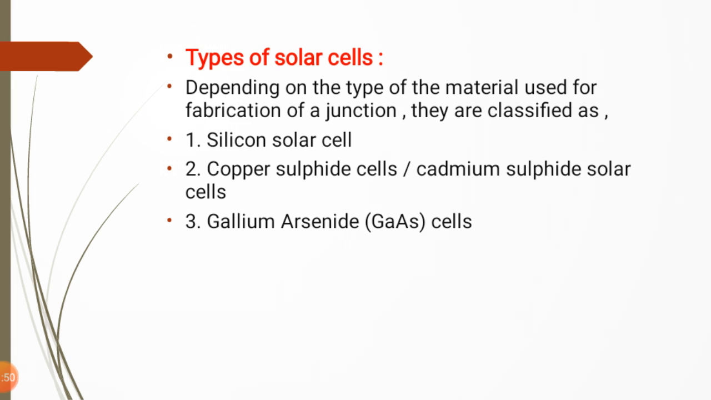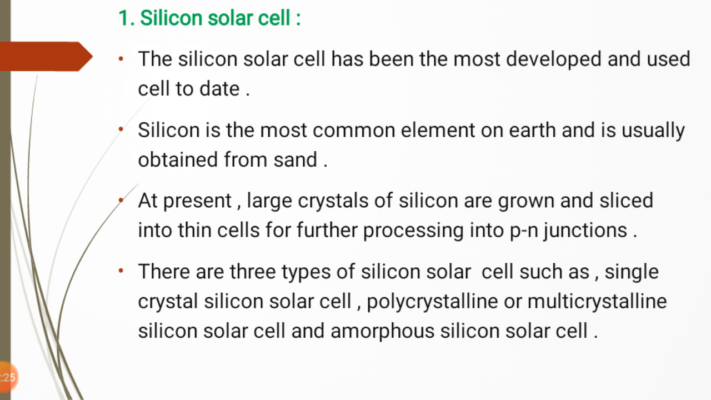So first is the silicon solar cell, that means silicon material is used for the construction of the solar cell. Second is the copper sulfide solar cell or cadmium sulfide solar cell. Cadmium sulfide is used for the construction of the solar cell, hence the names copper sulfide solar cells and cadmium sulfide solar cells. Next is gallium arsenide, a semiconductor material which is used for the construction of the solar cell, so this solar cell is known as the gallium arsenide solar cell. So let's see one by one. First is the silicon solar cell.